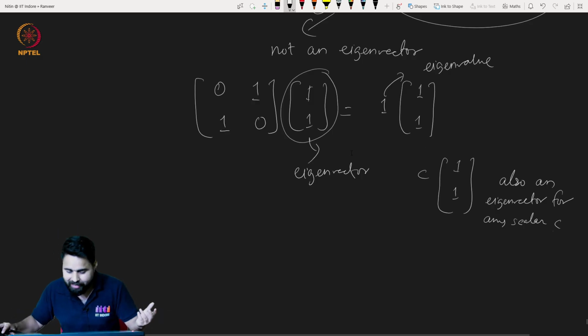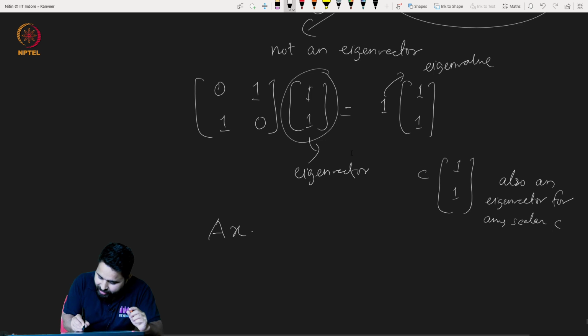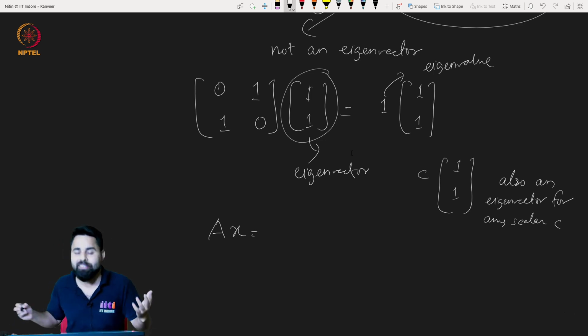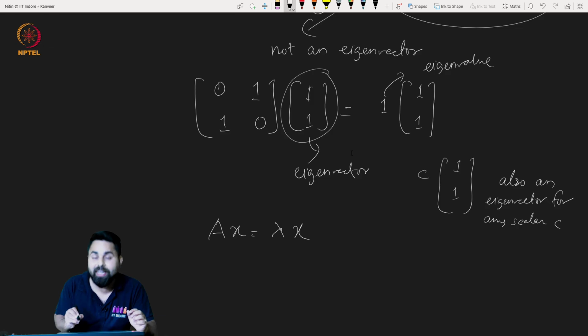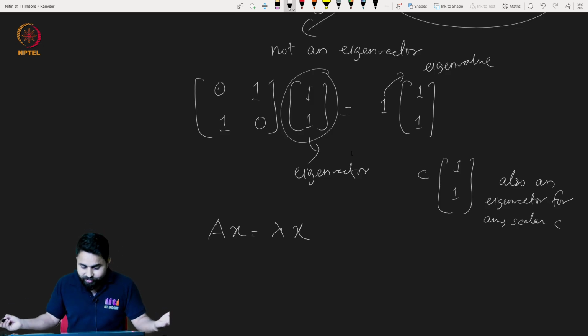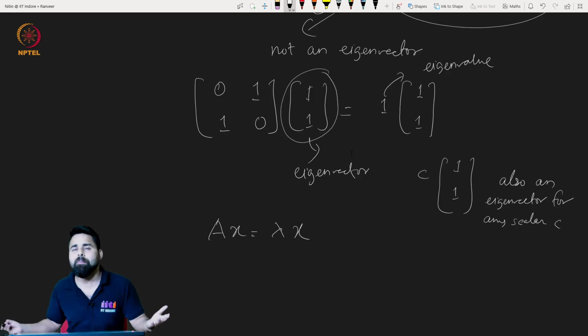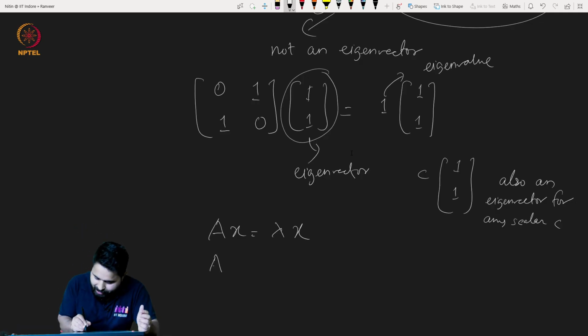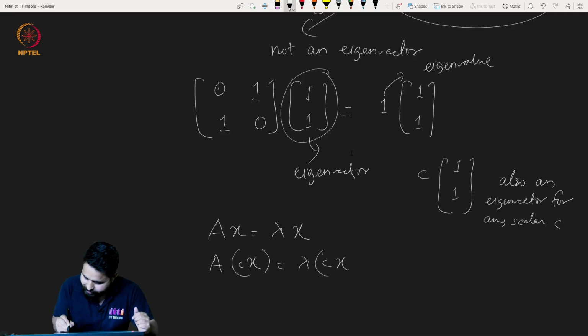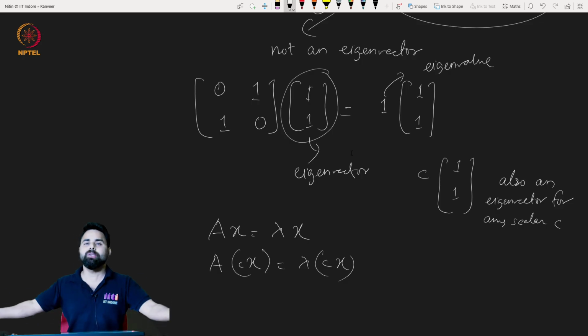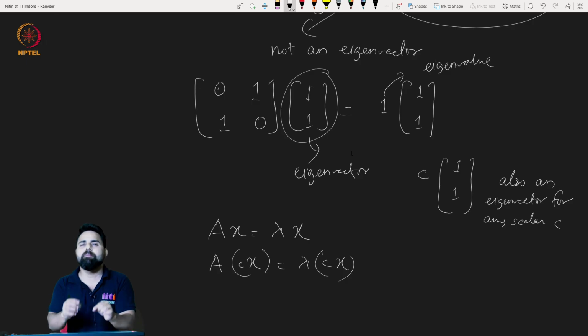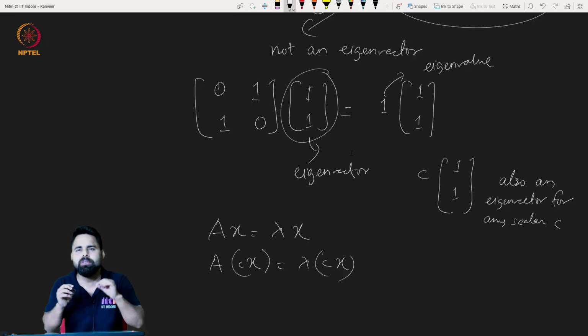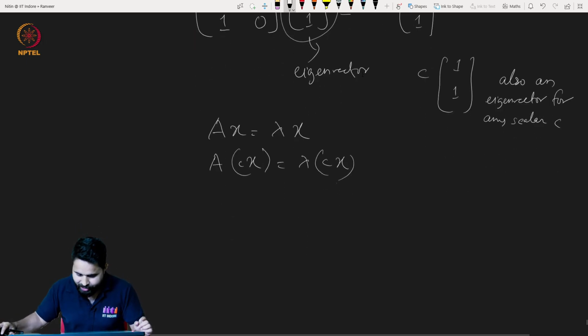But why this happens, you just check it. This is actually coming from the definition. The definition of eigenvector and eigenvalue is this, right? Ax is equal to lambda x. Now if you replace x with some scaling of x, the output is nothing but lambda times that scaling of x. So Cx is also an eigenvector. In fact, corresponding to an eigenvalue, there can be infinitely many eigenvectors. We just keep on scaling it. Very, very good.